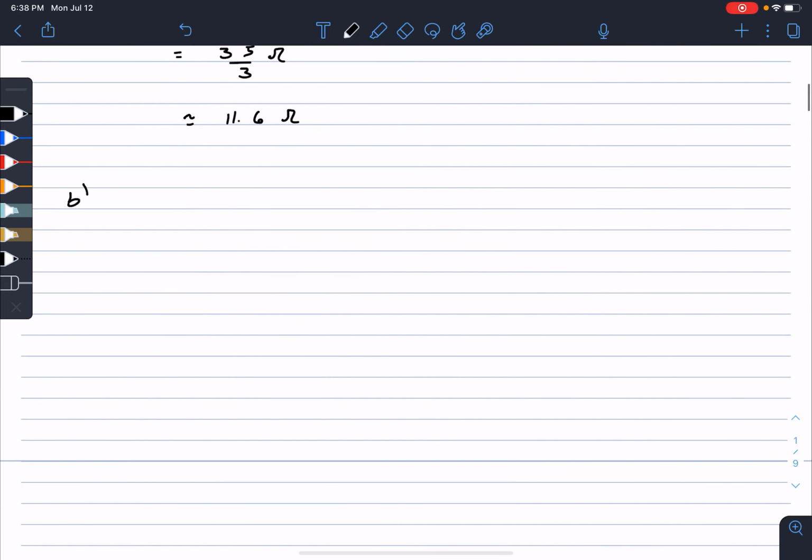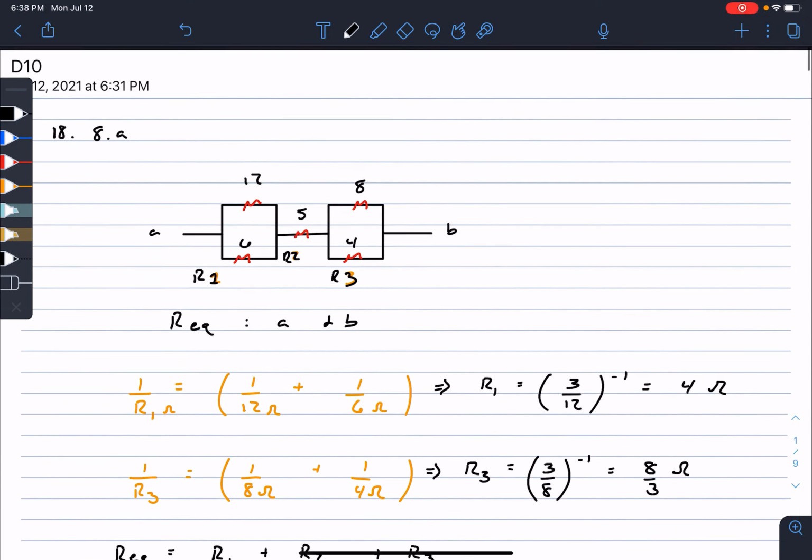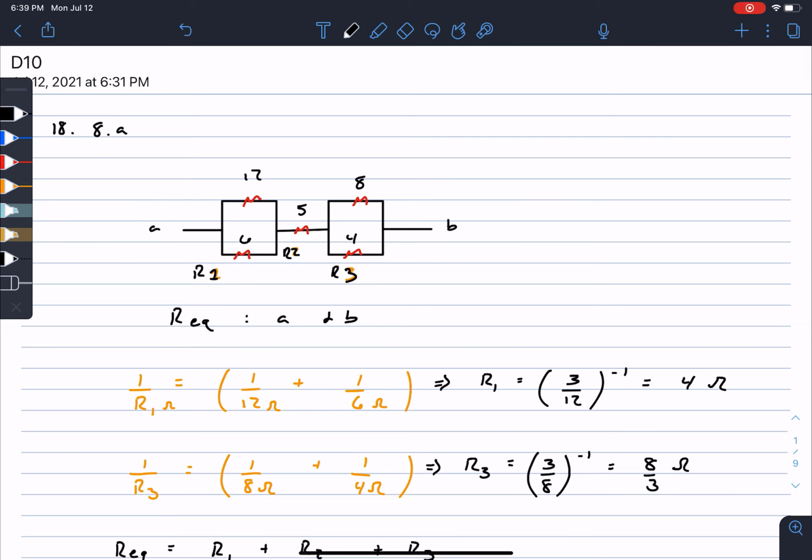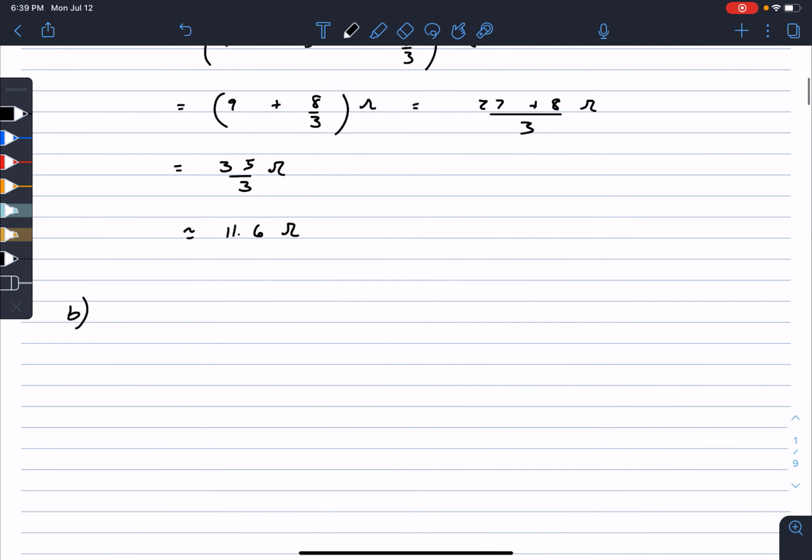Part B asks, if a voltage of 35 volts is applied between points A and B, find the current in each resistor. Oh, I think we were only asked to do part A. Yeah, we were asked to do part A. I did do part B, so I may post it. If I don't, you can always ask me, and we can go over it together in office hours.